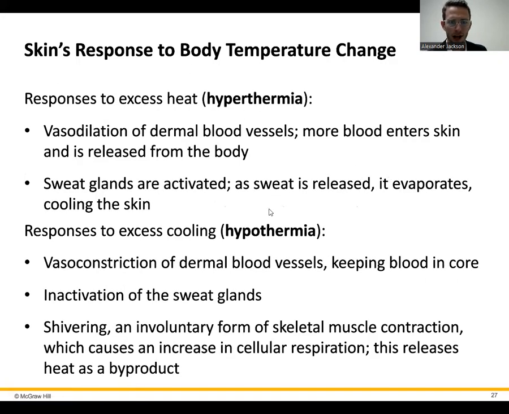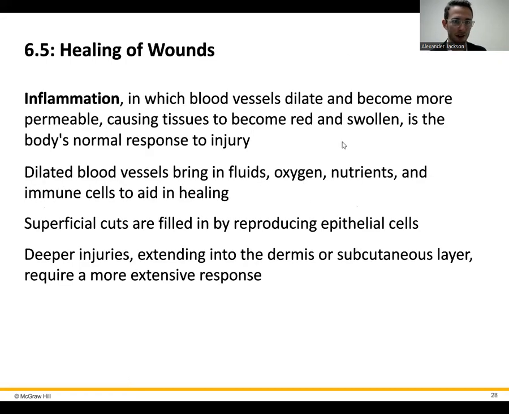I'm not going to talk about hypothermia. It's just too hot, too cold. Dangerous things can happen after that.